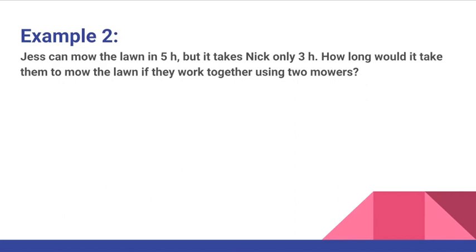For example 2, we have that Jess can mow the lawn in 5 hours, but it takes Nick only 3 hours. How long would it take them to mow the lawn if they work together using 2 mowers? I feel like if I was here, Sean would have picked up on them sharing a mower, so they've got to add that caveat there. If you want to, work on this one for a minute, and then we'll go through the answers.